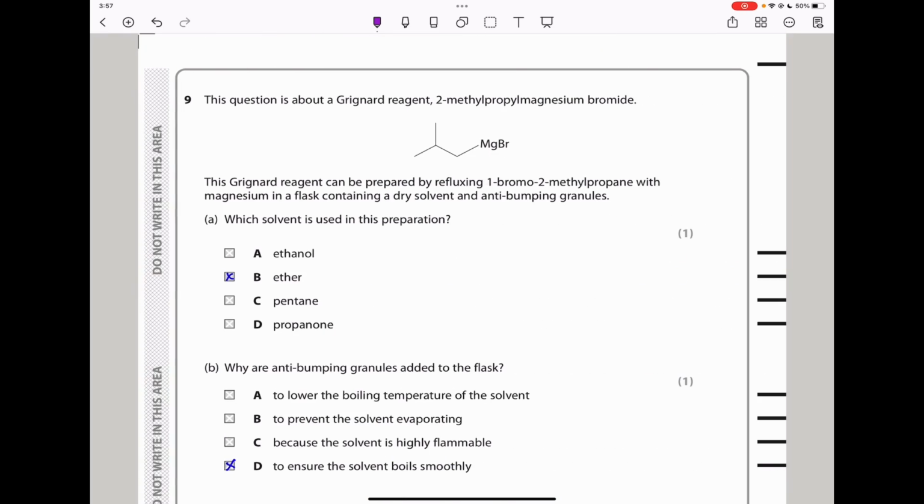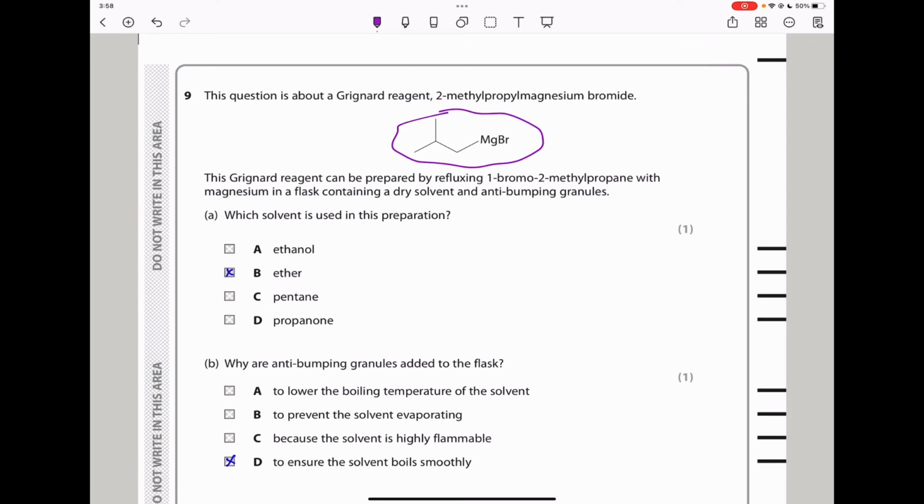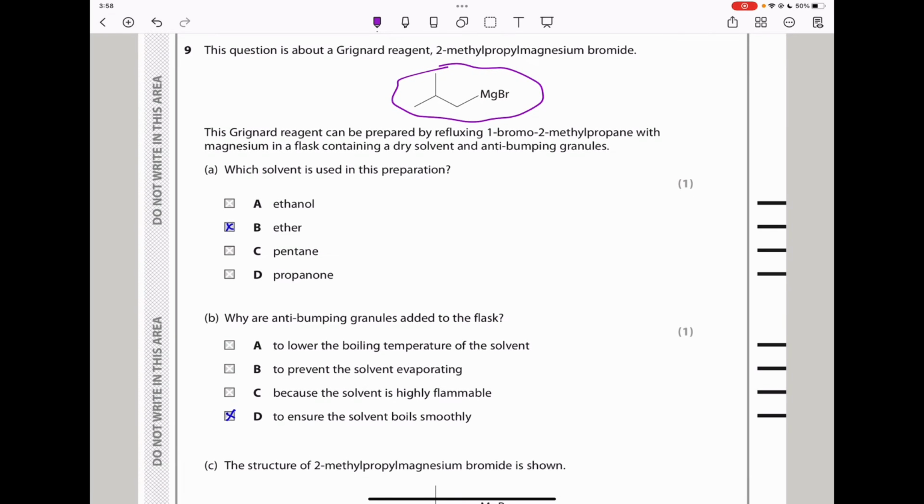Moving on to question 9, this question is about Grignard's reagent, 2-methylpropyl magnesium bromide. As you can see, they've given it to us here. They say this Grignard's reagent can be prepared by refluxing 1-bromo-2-methylpropane with magnesium in a flask containing a dry solvent and anti-bumping granules. Which solvent is used in this preparation? Now remember, in the production of Grignard's reagent, everybody should know we use ether, because if you use aqueous or water, it is going to react with the product, which is Grignard's reagent, and then it will not be there anymore and mess up the whole process.